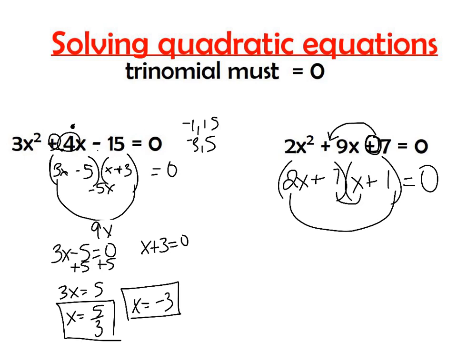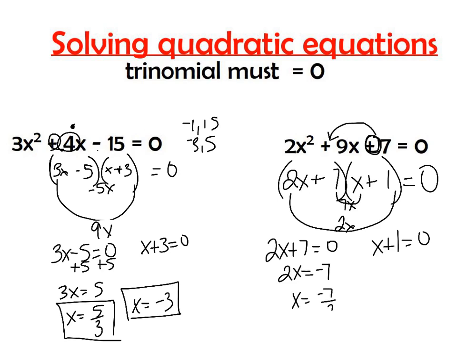Okay, hopefully you said there, because that's going to get me a 2x for outer and a 7x for inner, and there's my 9x. Now, because it equals 0, I'm going to keep going, and I'm going to set each one of those equal to 0. Okay, on this first one, I'm going to subtract the 7, and then I'm going to divide by the 2. On the second one, I just have to subtract the 1, and I've got it.